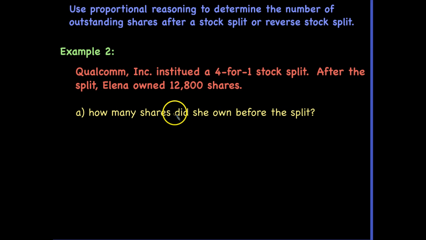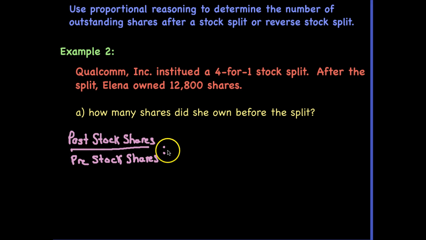In this example, Qualcomm Inc. instituted a 4-for-1 stock split. After the split, Elena owned 12,800 shares. How many shares did she own before the split? So pause the tape and go ahead and set up your proportion. If we follow what we wrote, my post-stock shares are going to be 4, and my pre-stock shares are 1. So for every 1 share, I am going to get 4 shares.